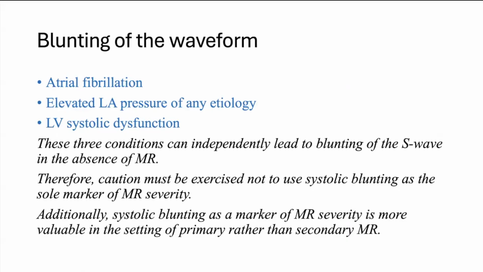But a very important point to mention: other than mitral regurgitation, there are so many other conditions that cause blunting of the S wave. AFib will give you a blunted S wave, elevated LV pressure and LV systolic dysfunction can also give you a blunted S wave. This becomes specifically important if you're assessing primary versus secondary MR. If somebody has primary MR, it's more relevant. But if somebody has secondary MR and a blunted S wave, it's not always because of the MR. It may be because of the systolic dysfunction.